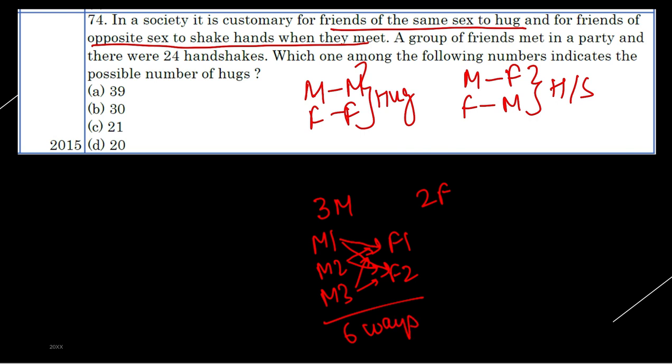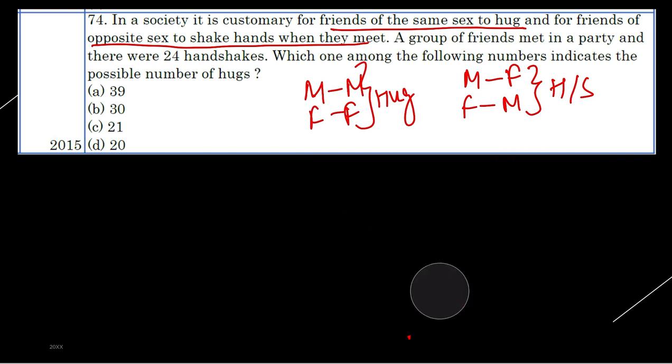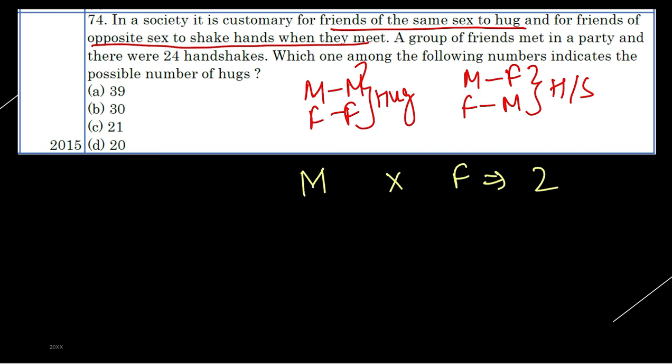Or you can say the number of males into the number of females gives you the total number of handshakes possible between male and female, right? So if M is the total number of males and F is the number of females, you get 24 handshakes. So males times females is 24, right? This is what we know, right? Now how many males and how many females are there?